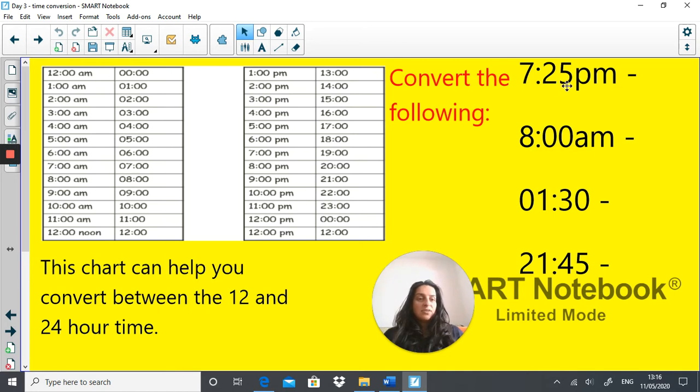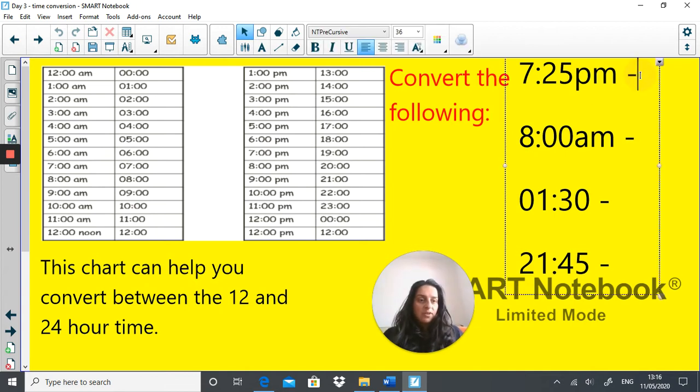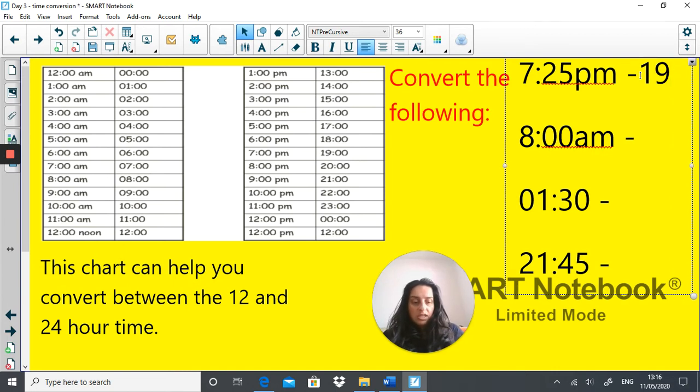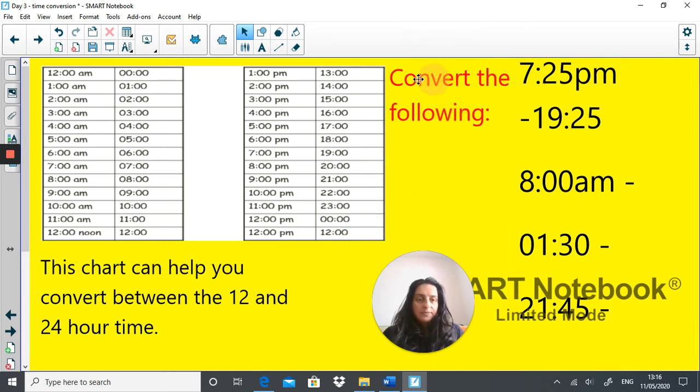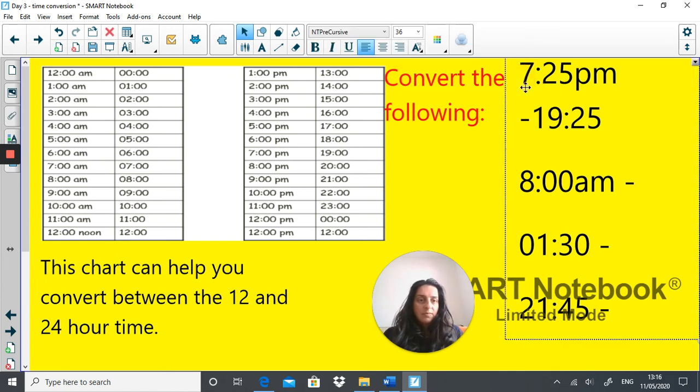Right, so 7:25 p.m. I'm going to find 7 p.m. 7 p.m. here is 19. Okay, so that means that 7:25 would be 19:25. Okay, I might move this out of the way if I can, and move this up. Right, so 8 a.m. 8 a.m. is here. The 24-hour version is 08. Okay, so it would be 0800. So, did you get that right?